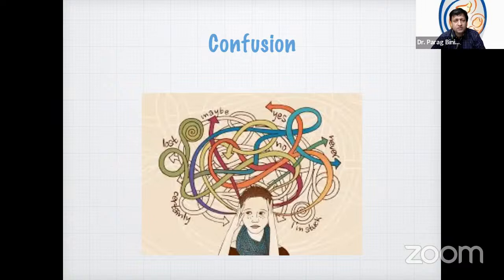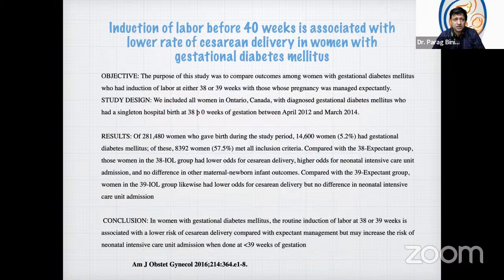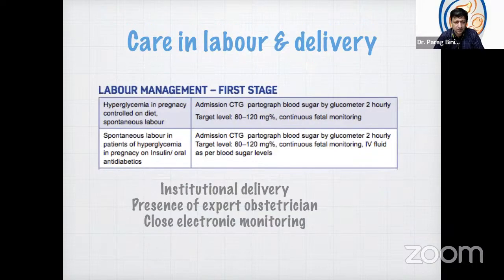So there is a lot of confusion when we talk about delivering a patient who has hyperglycemia in pregnancy or gestational diabetes mellitus. There are some studies which talk about induction of labor before 40 weeks, and what they have quoted is that it is associated with a lesser chance of cesarean section in women who have hyperglycemia in pregnancy.